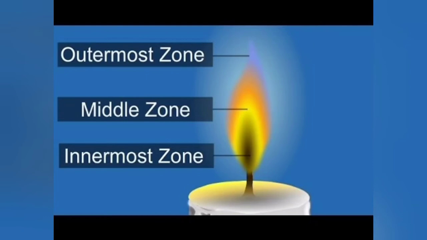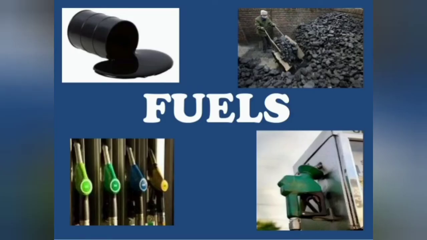And last, the inner dark zone or the innermost zone. This is the dark zone near and around the wick. No combustion takes place here and no air is present. And of course, there is a lower zone, and that is the blue zone. Now we will move on to the next and last thing, that is the fuels.